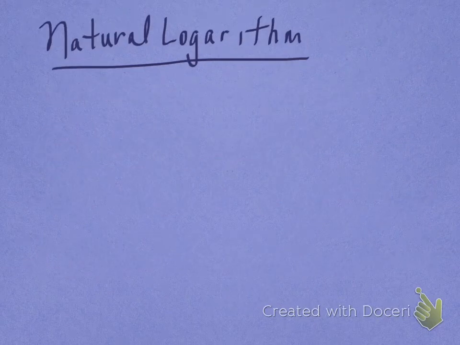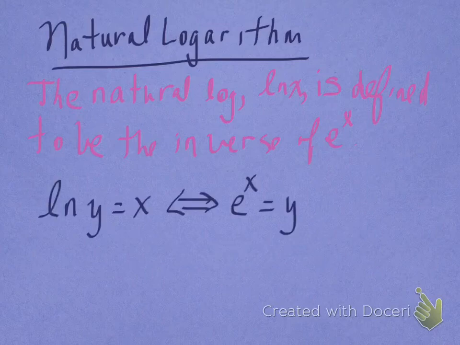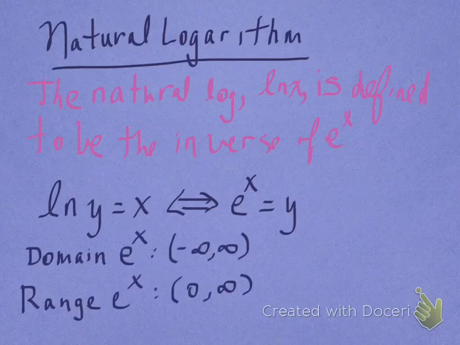So let's talk about the natural logarithm. The natural log, which we denote ln of x, is defined to be the inverse of the function e to the x. That's where the natural log comes from. By definition, it is the inverse of e to the x. One way to write this is to say natural log of y equals x is the same as solving the equation e to the x equals y. So you can see here that natural log and e to the x undo each other. This is the definition of the natural log.